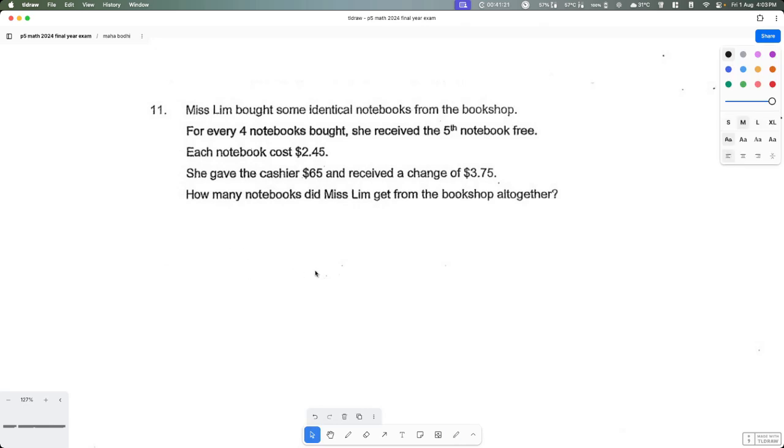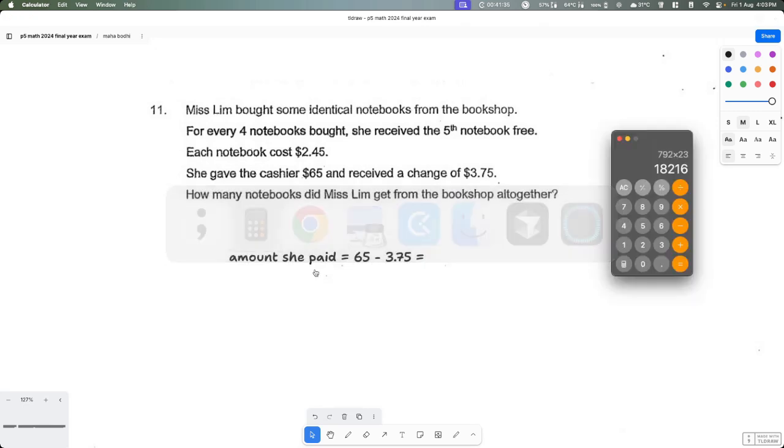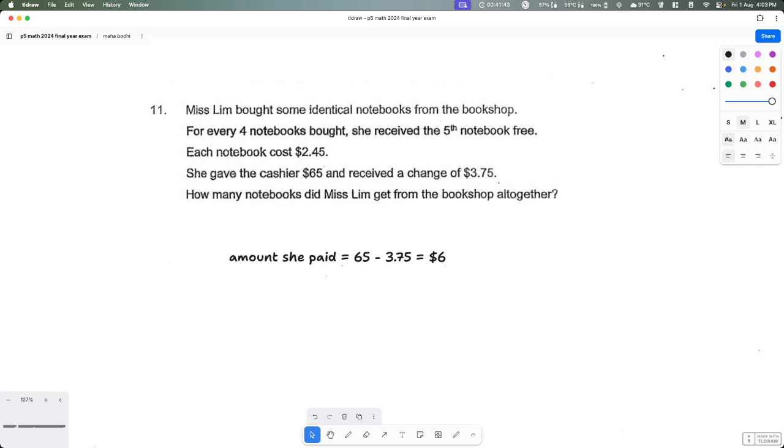So first, basically, the amount she paid is equal to 65 minus 3.75. Okay, we use our calculator. 65 minus 3.75. This will give us dollars 61.25. Okay, so then we know that she paid $61.25. From here we know that each notebook costs $2.45.